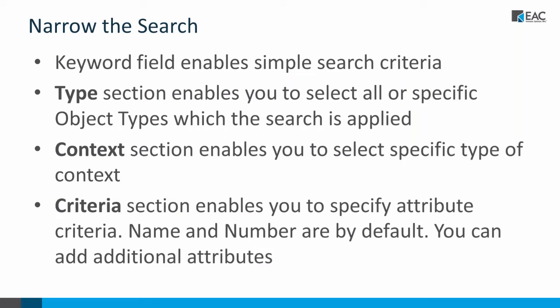The type section refers to the object type. Is it a WTPart? Is it a parts list? Is it a document? Then there's the context, and like I said, that's the product context that we're talking about. And then criteria. By default, like I said, it just looks at name and number, and then you can narrow the search down by using additional attributes in the drop-down menu that you see in the criteria area. Now, I'm going to touch a little bit on the related objects right now.